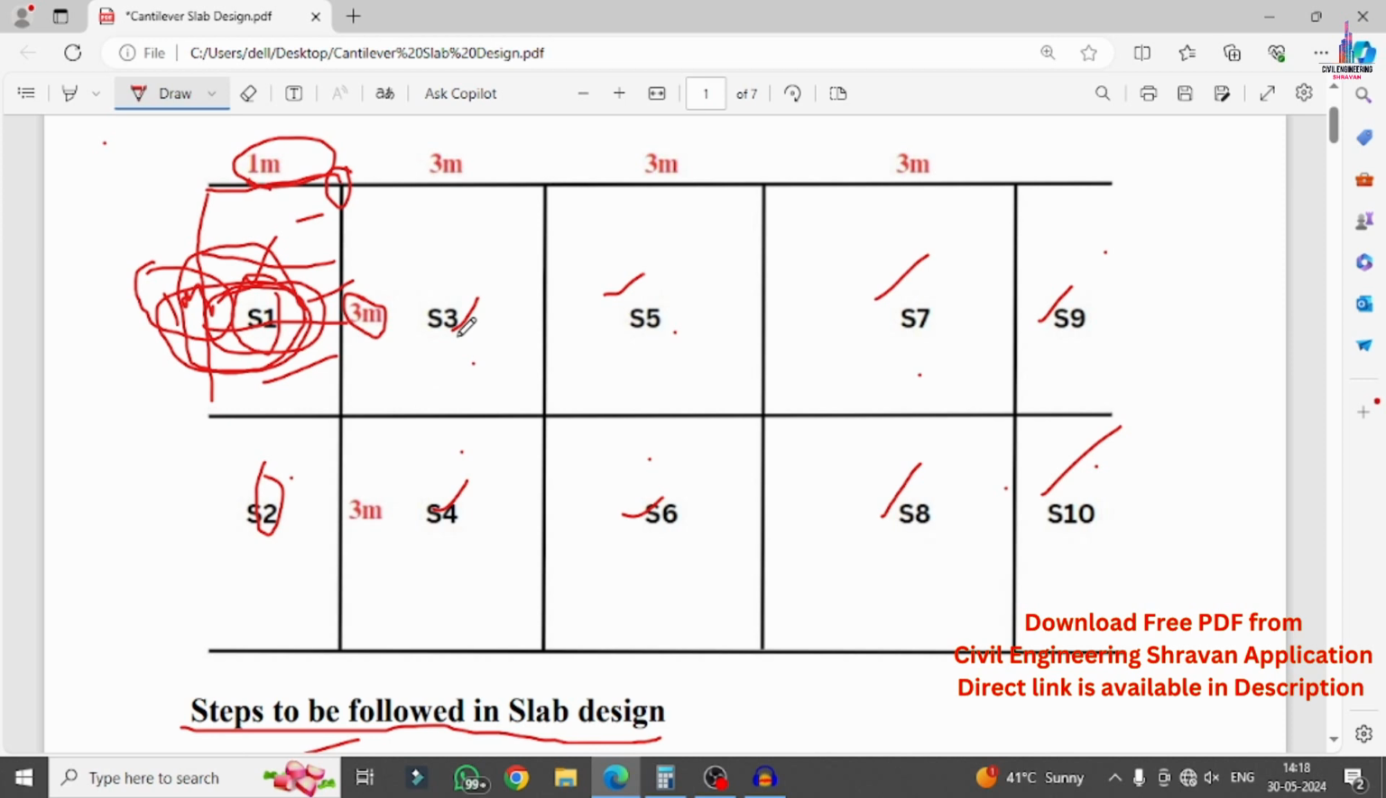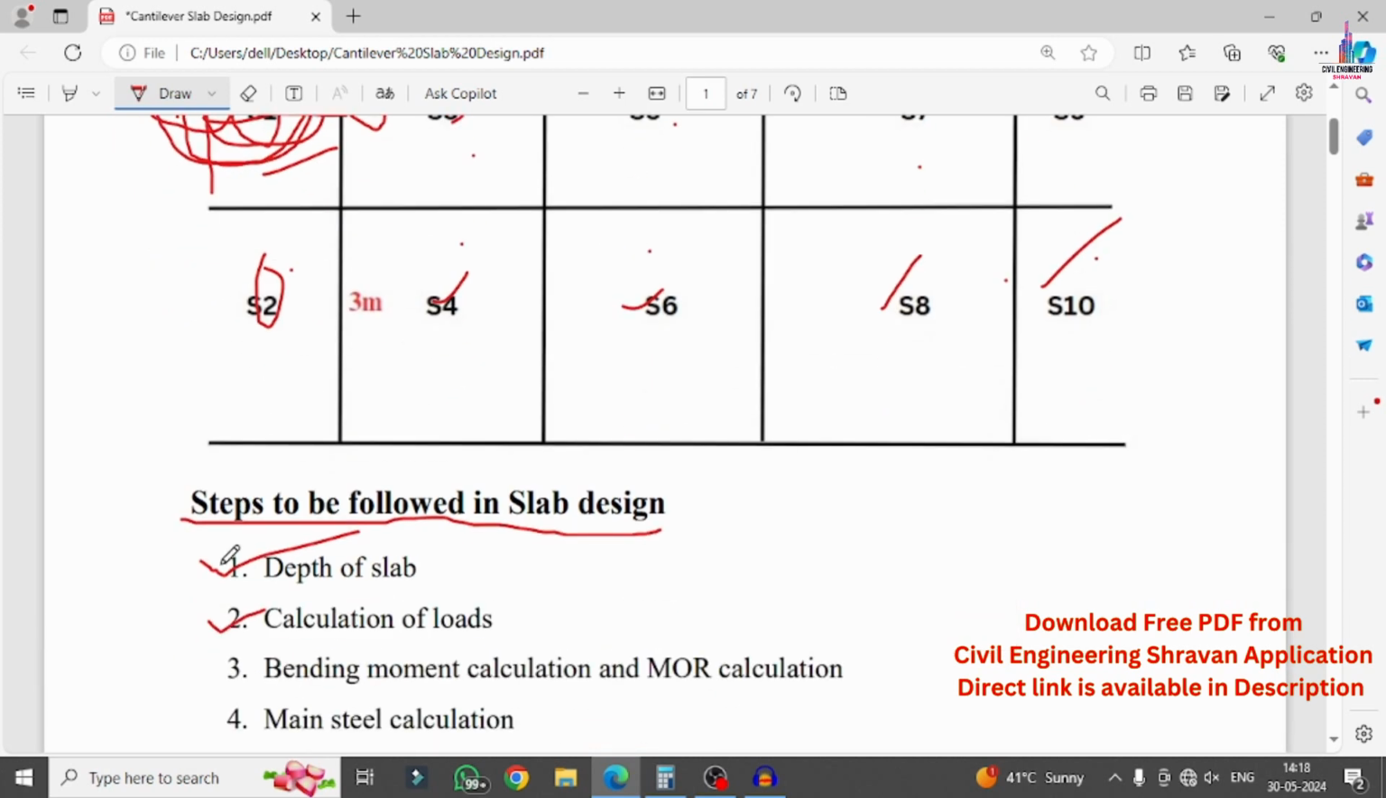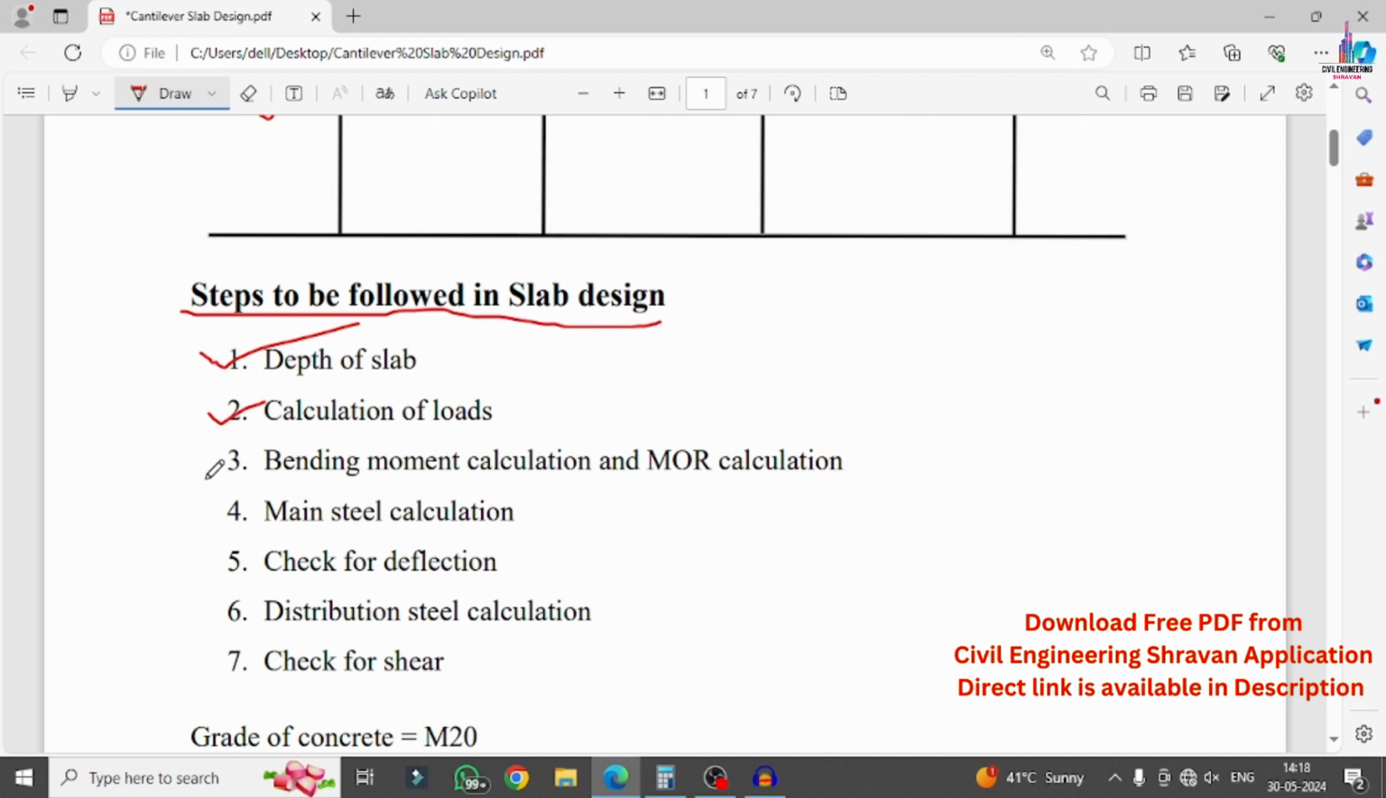And the next one is related to bending moment and moment of resistance. Initially we will calculate the bending moment from the values obtained from the loads. From the bending moment, we will assume the moment of resistance for the balanced section, which has the formula Ru max into b d squared. Basically we will consider the balanced section. So the next step is to calculate the main steel.